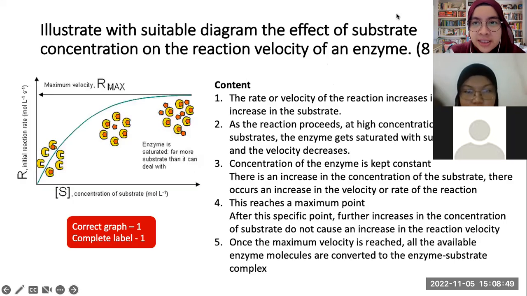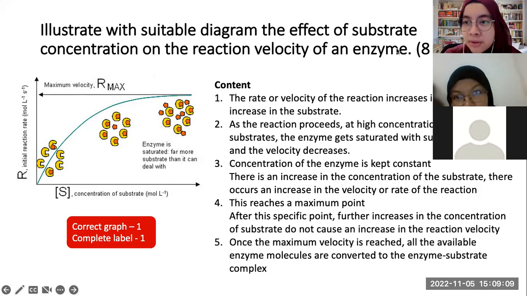So the first question is asking you to illustrate with a suitable diagram the effect of substrate concentration on the reaction velocity of an enzyme. Whenever you come across questions like this, for your exam later on, very briefly, we will do revision later on, but the exam would have an MCQ part and also an essay part.